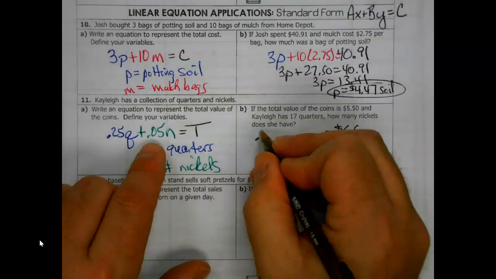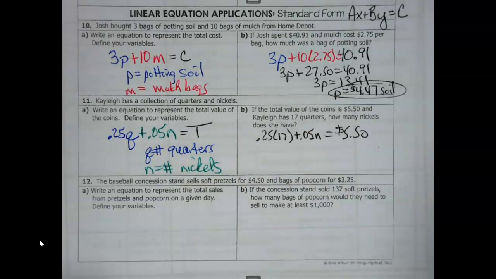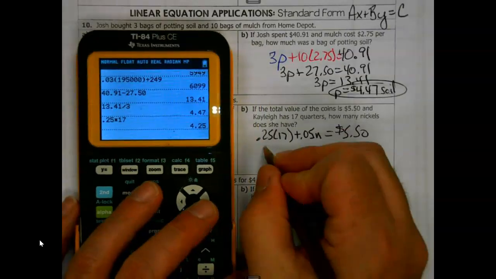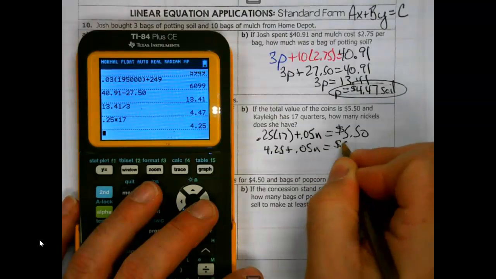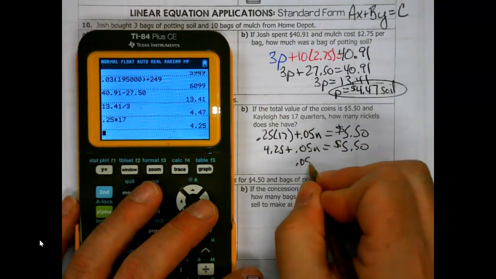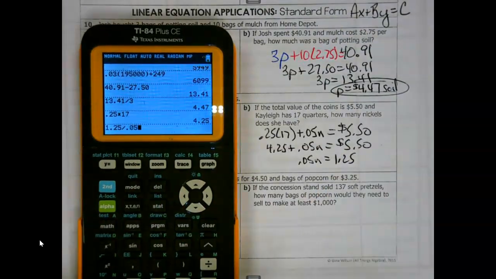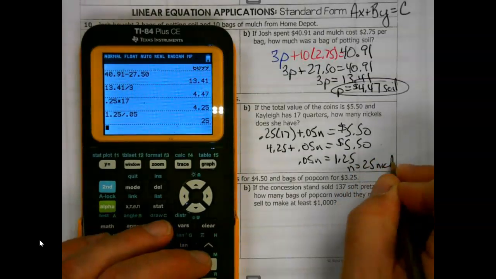Kaylee has 17 quarters. How many nickels have we got? Okay. Finish her off here. Pause here for a moment because I know sometimes I get rolling, especially when I'm not talking as I go, and it can get a little crazy.